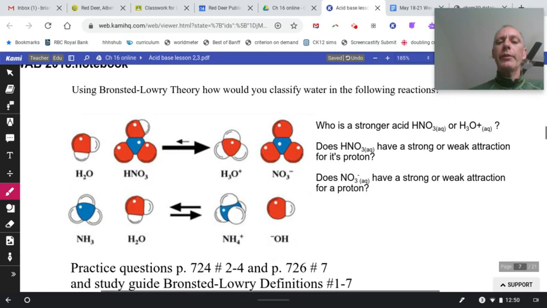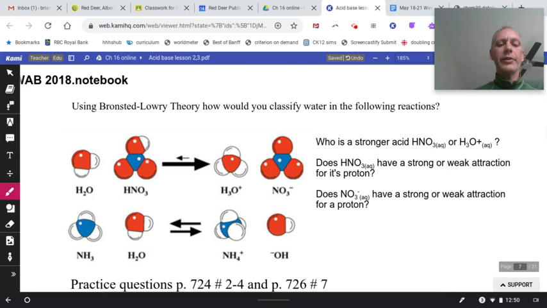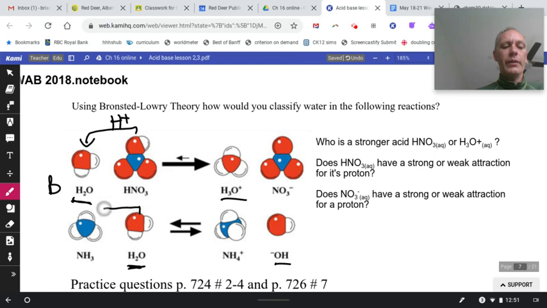Using Bronsted Lowry theory, how would you classify water in the following reaction? So take a look at the reaction. What would you call water here, and what would you call water here? So what's going on? Water is becoming H3O plus. How does it do that? It has to accept an H plus. So it's acting as a base. And here water is turning into OH minus. How does it get to OH minus? It must donate an H plus. So here it's acting as an acid. And here it's acting as a base.